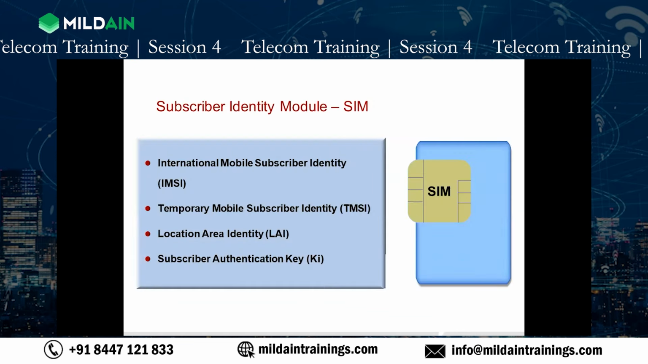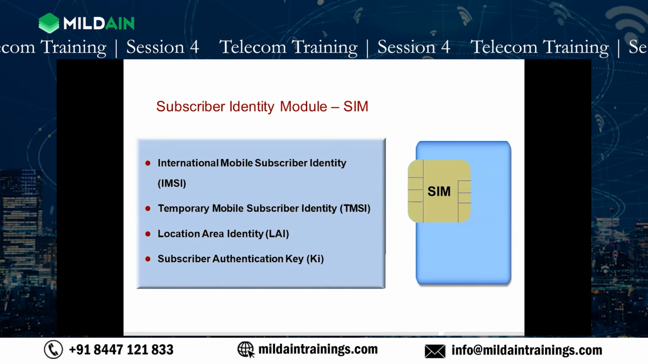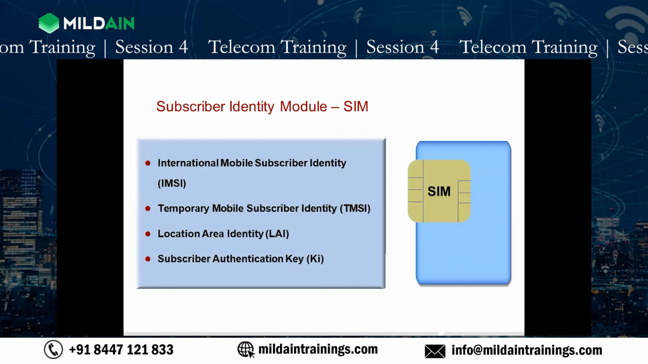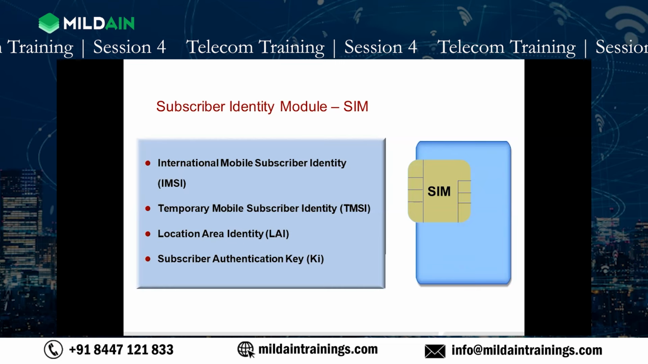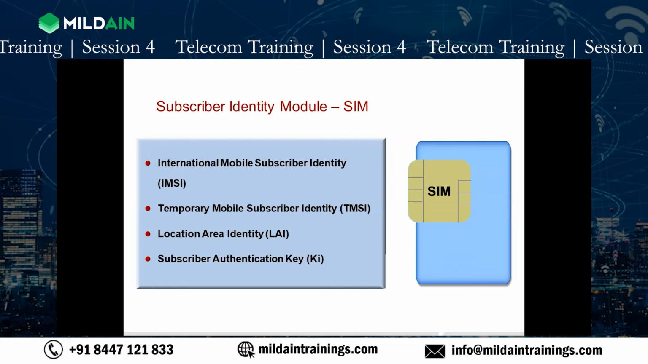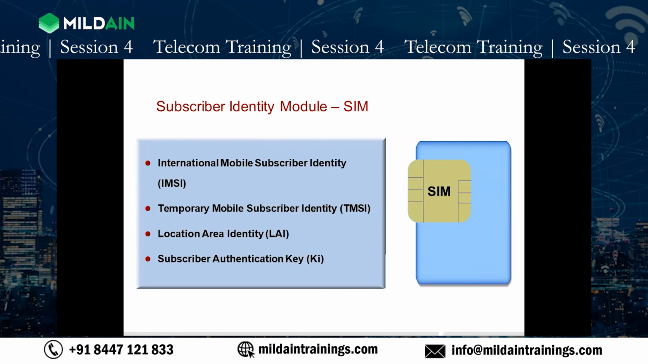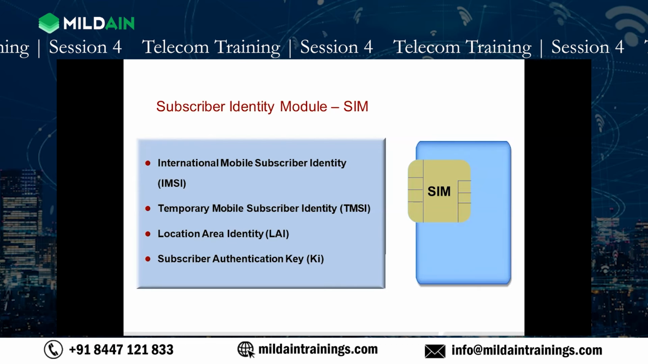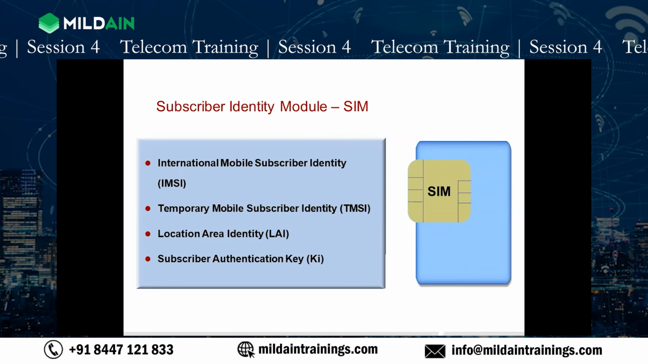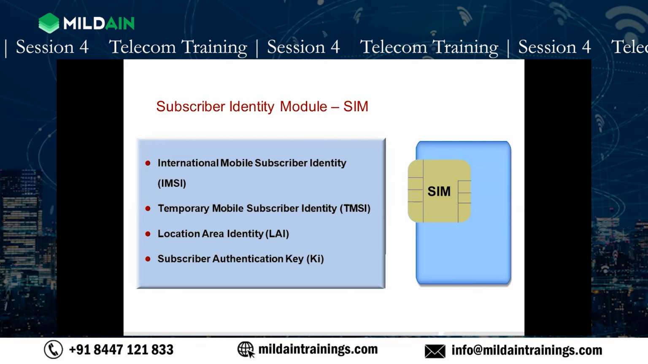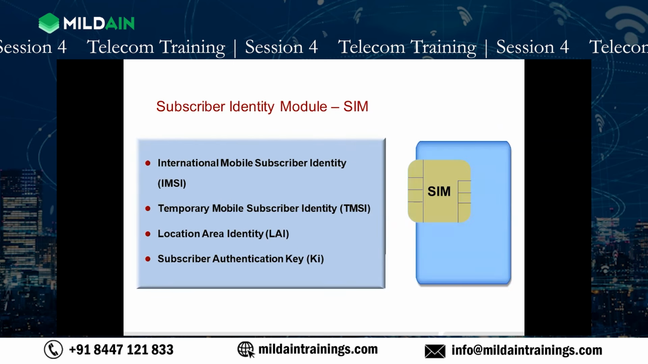In the SIM there are four components: IMSI, the International Mobile Subscriber Identity; TMSI, the Temporary Mobile Subscriber Identity; LAI, the Location Area Identity; and Ki, the subscriber authentication key. One is the international ID, one is temporary, then location area, and authentication. You got this? So in a SIM card, we can check these.